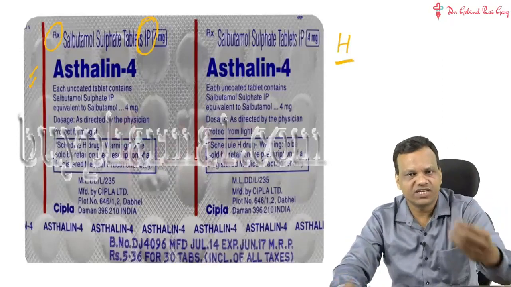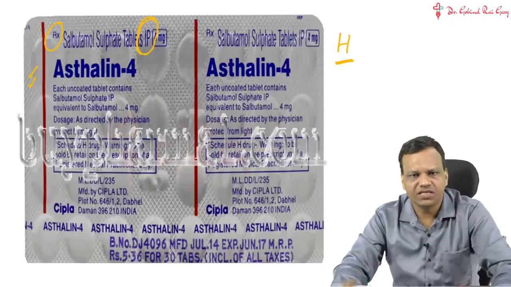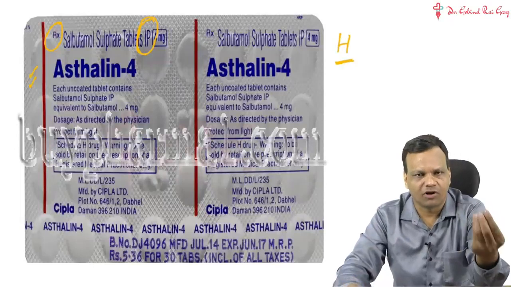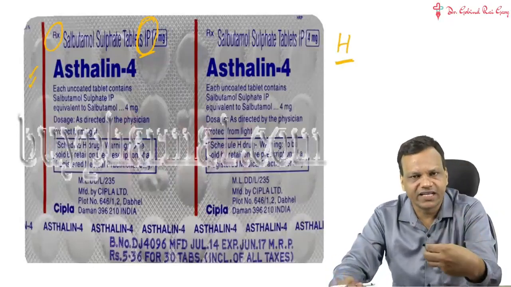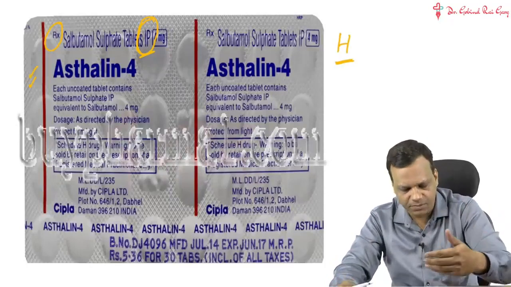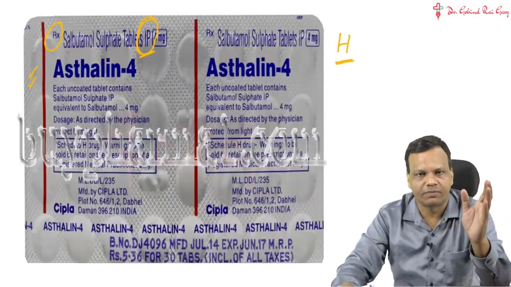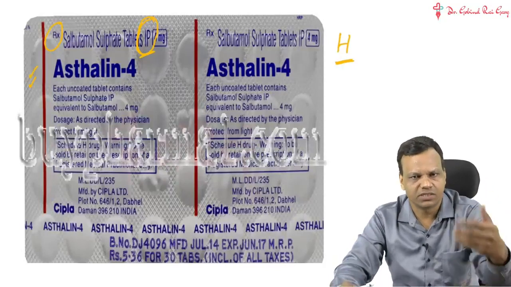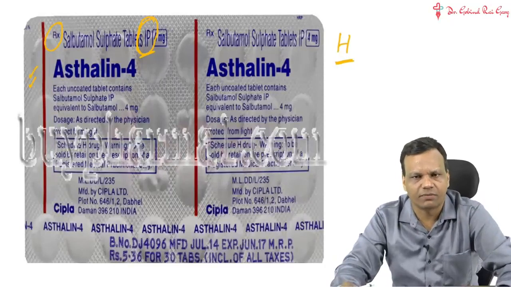So there are some abbreviations written like IP, BP, USP. P means pharmacopoeia. So I means Indian pharmacopoeia. So basically it is a book where you can find details about this drug. So details about salbutamol sulfate tablet you can find in Indian pharmacopoeia. Clear? So this abbreviation means Indian pharmacopoeia. Similarly, BP means British pharmacopoeia, USP means United States pharmacopoeia.